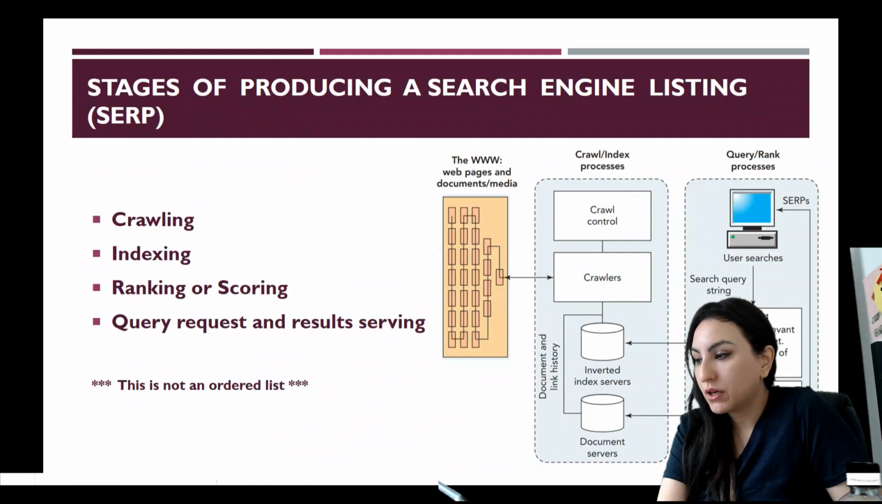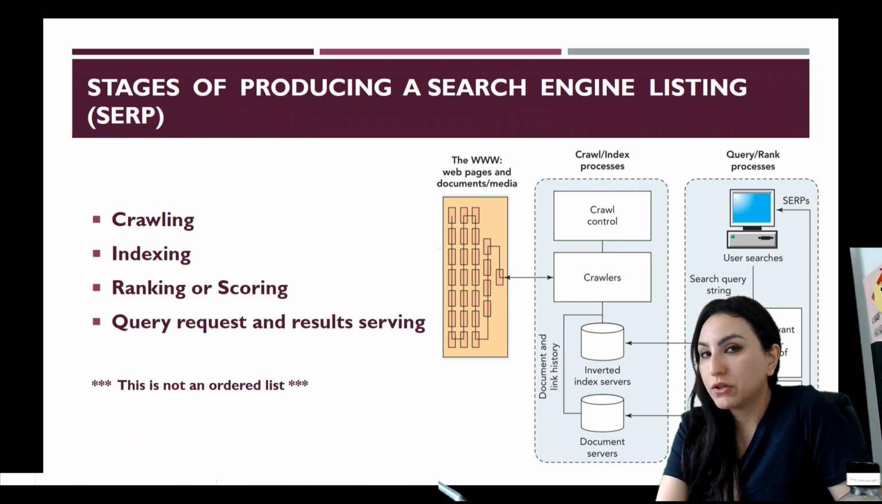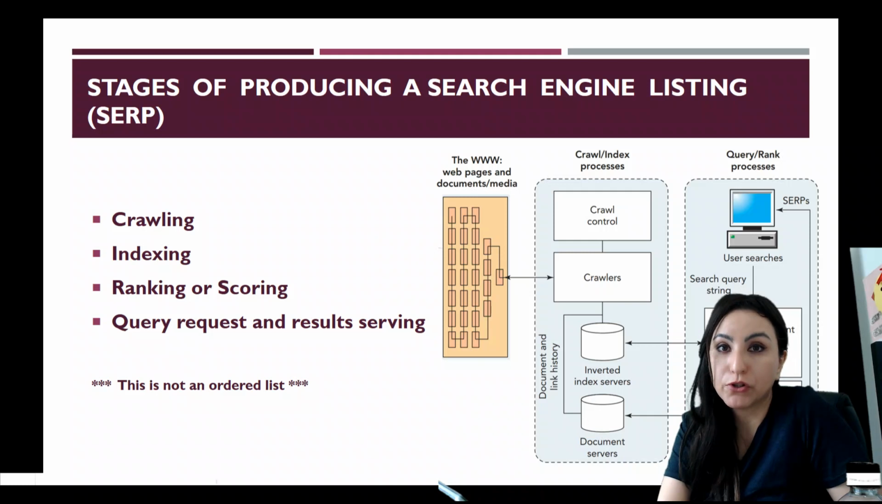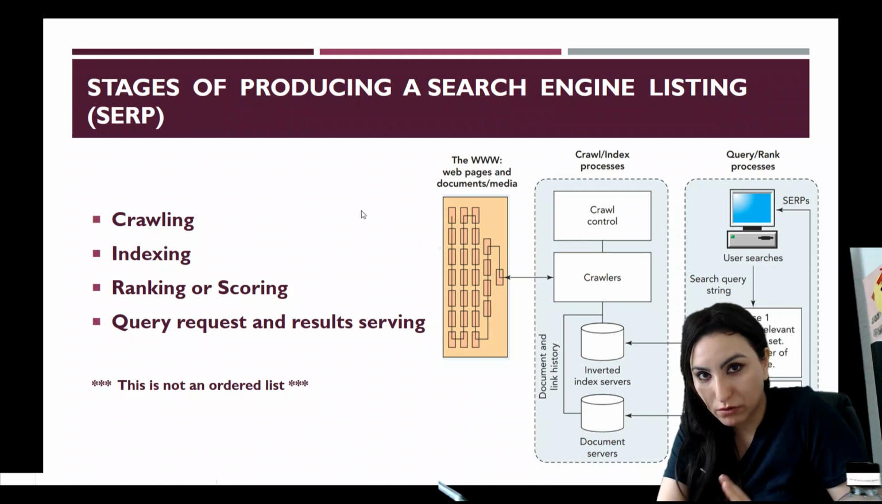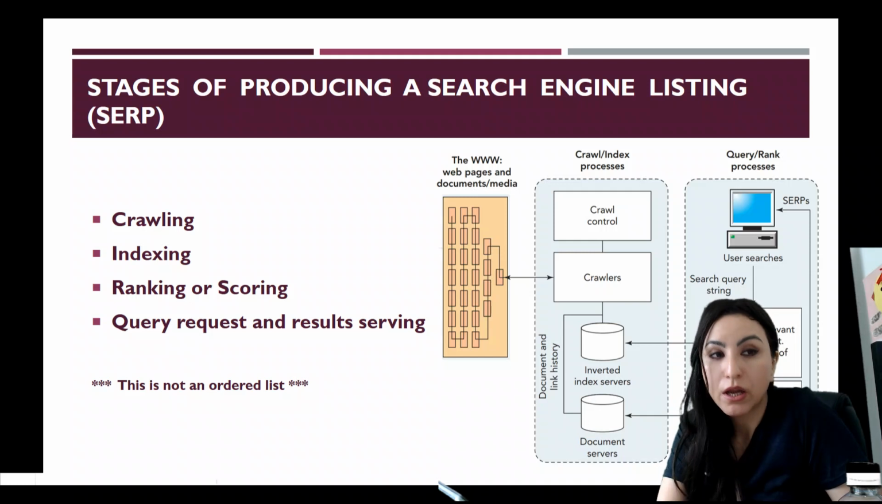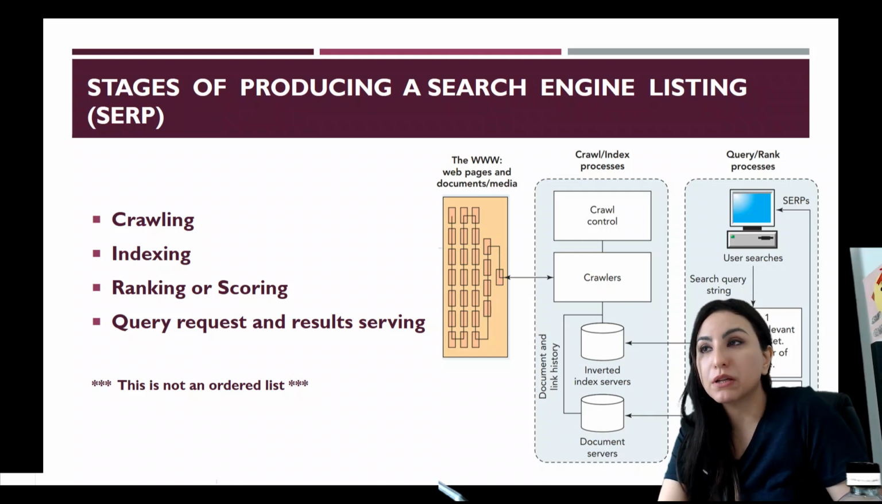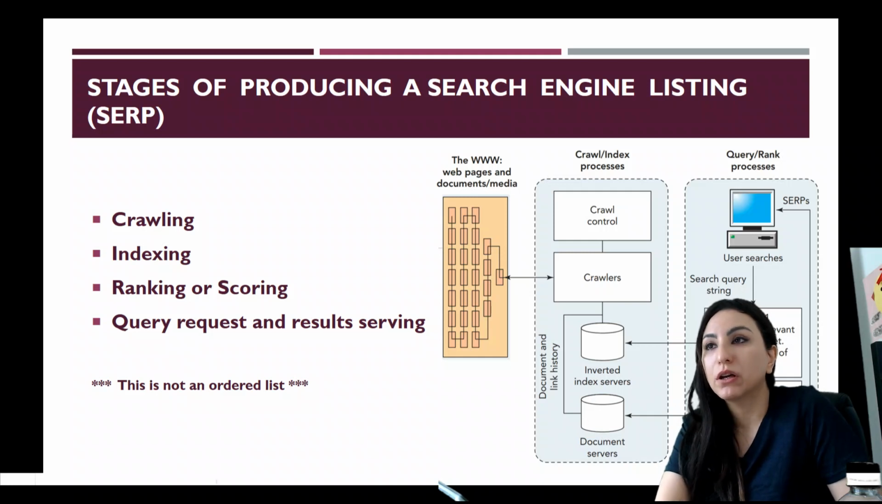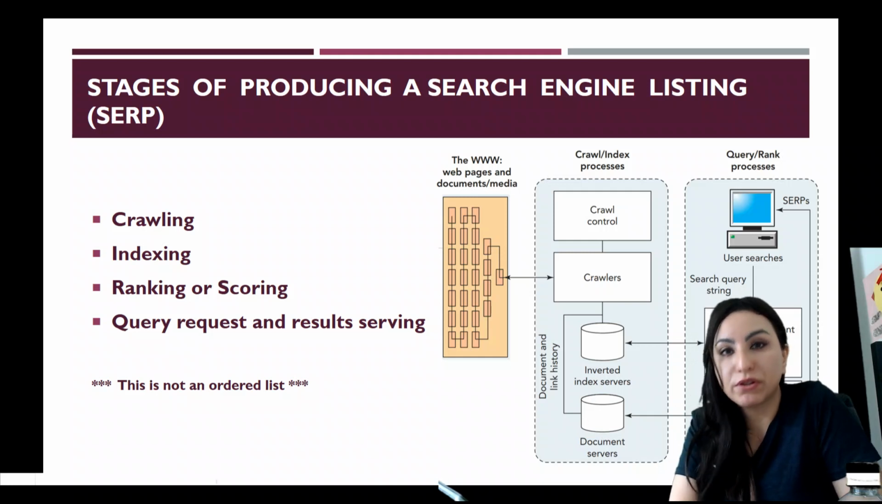So different stages take place to produce our SERP, search engine results page. They are not in order. In my presentation, of course, I'm going to talk about these different steps, but they are not in order, meaning that there are some steps that take place continuously in the background all the time, one of which is crawling.